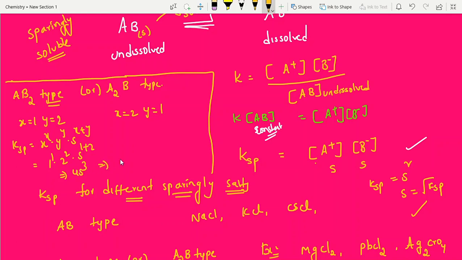Then s equal to, tell me, s cube equal to KSP by, so this is finally KSP. KSP equal to 4s cube. So s cube equal to KSP by 4, or else you can write cube root. So s equal to cube root of KSP by 4. If you take this one also, same answer you will get. Clear? So now next one, we can do the next question.